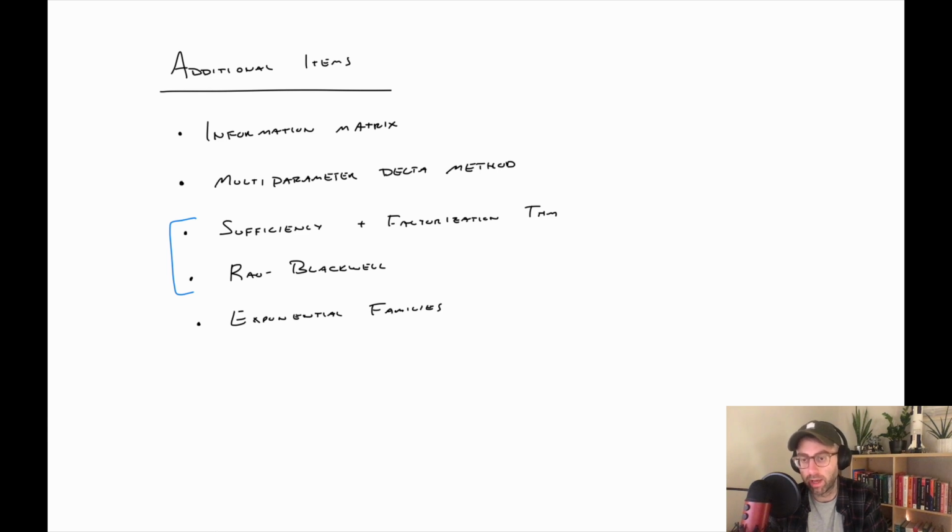Related to the factorization theorem, there's this notion of exponential families, but we're not going to use that in this class, so I leave that as optional reading in the appendix if you're interested. All right, that's it.